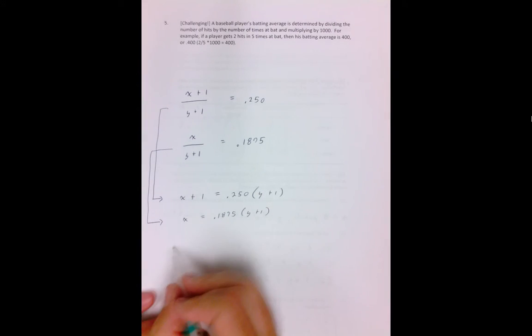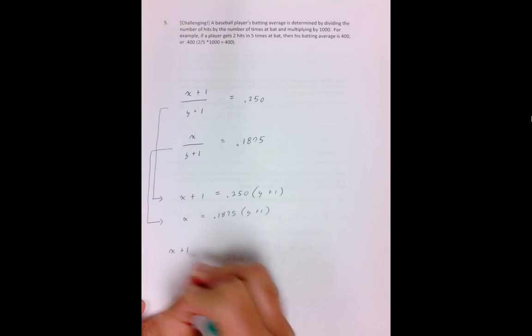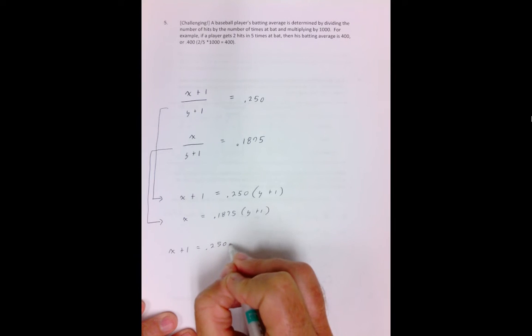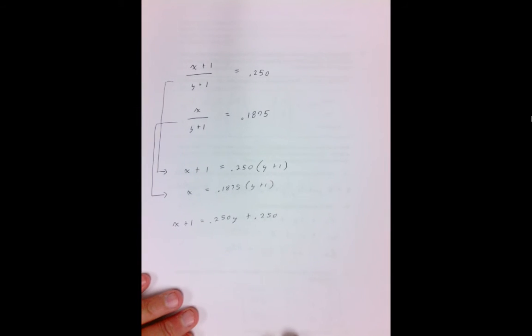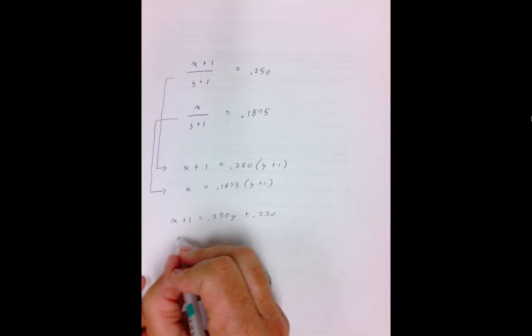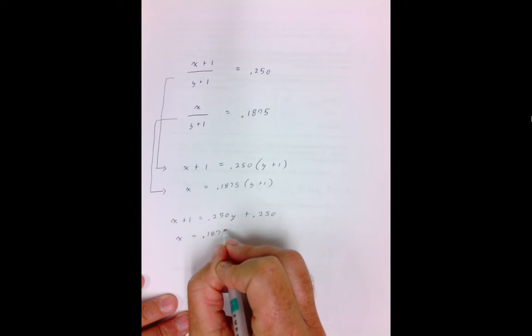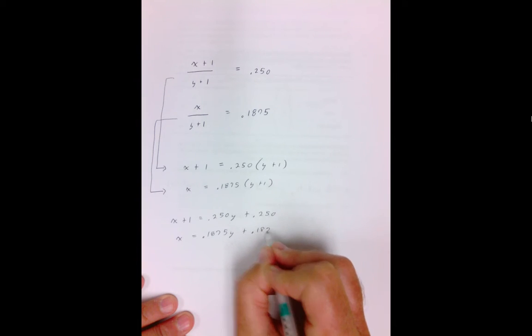Now let's clean each one of these up. Let's clean this one up here. So this one's going to be X plus 1 equals 0.250Y plus 0.250. And this one is going to be X equals 0.1875Y plus 0.1875.